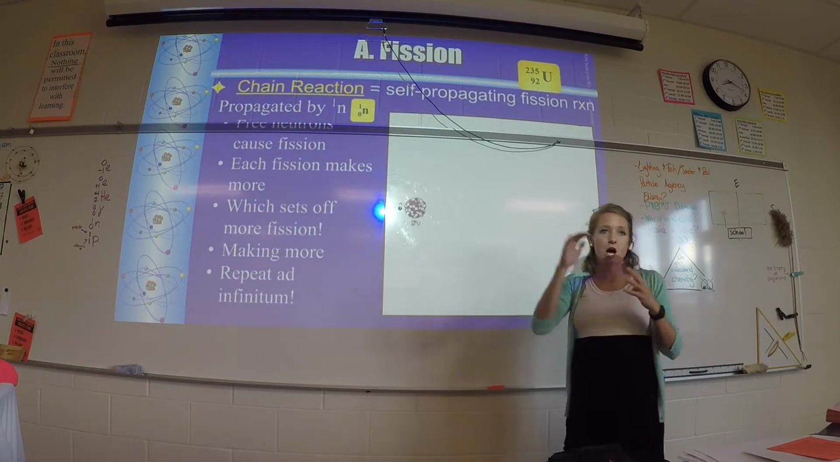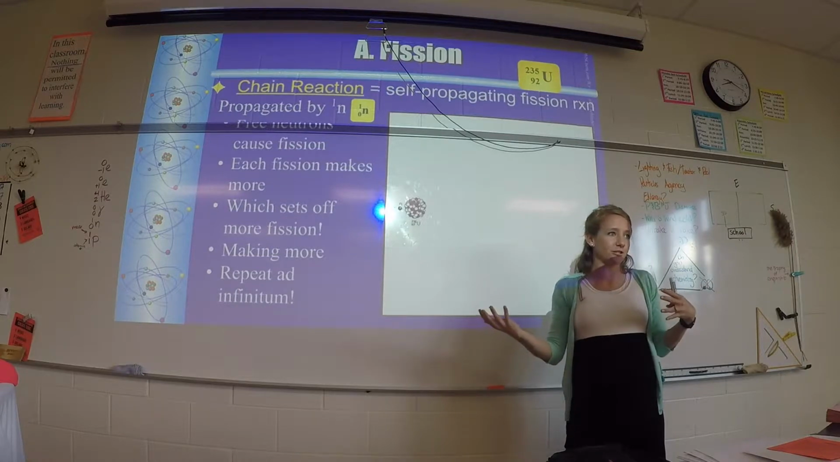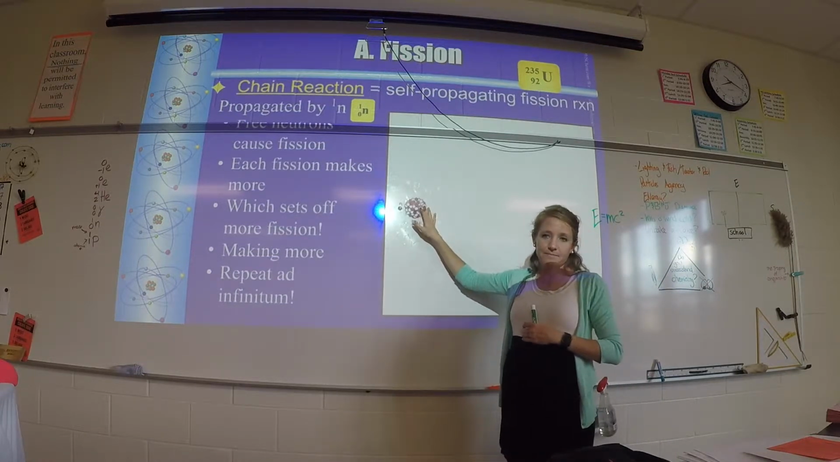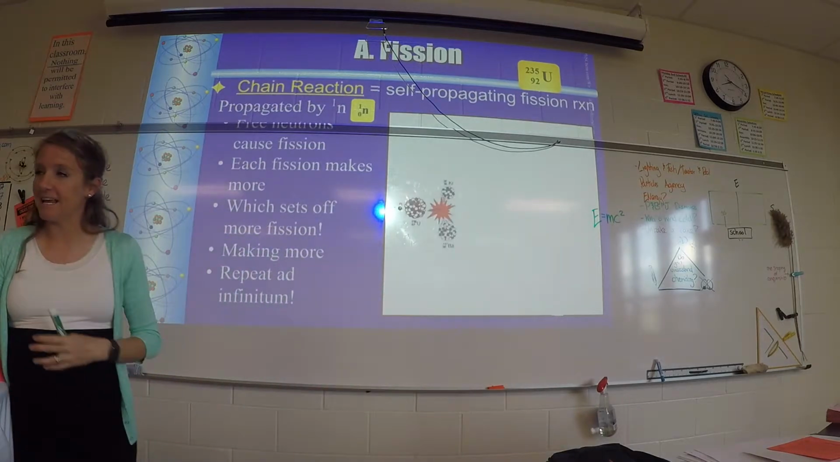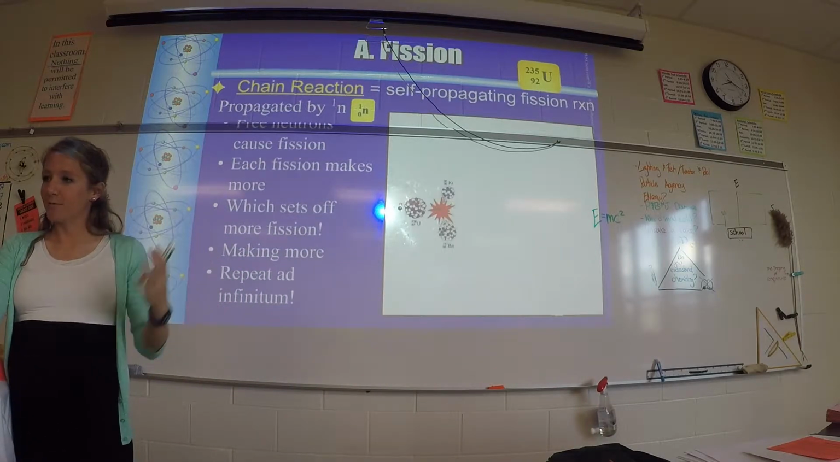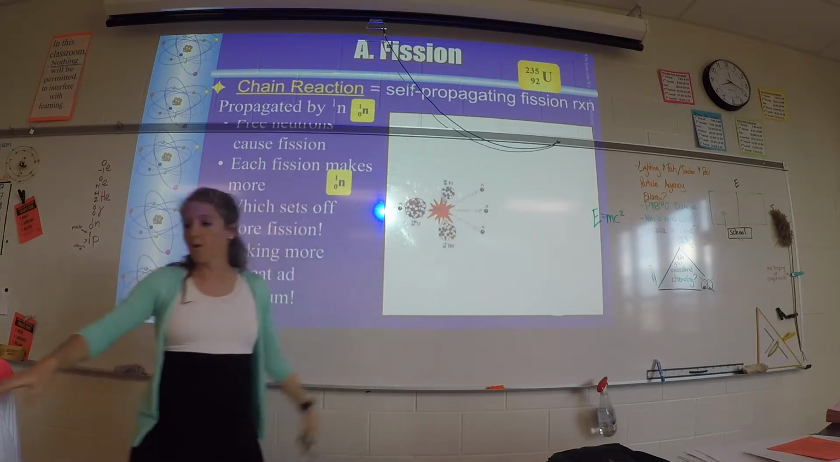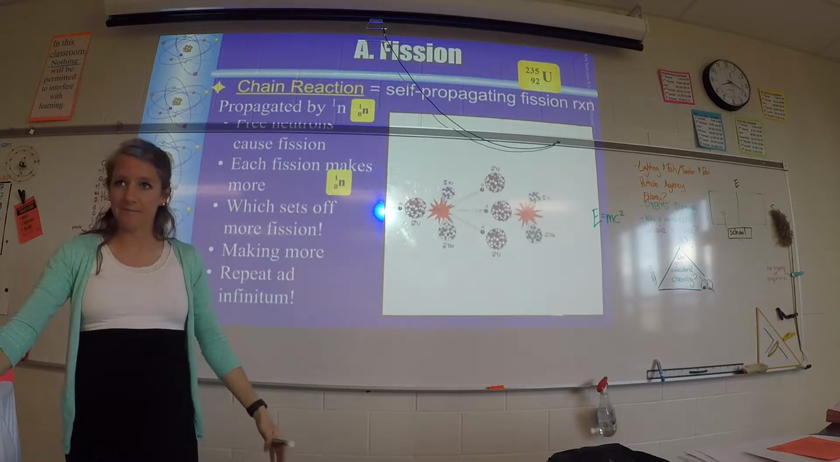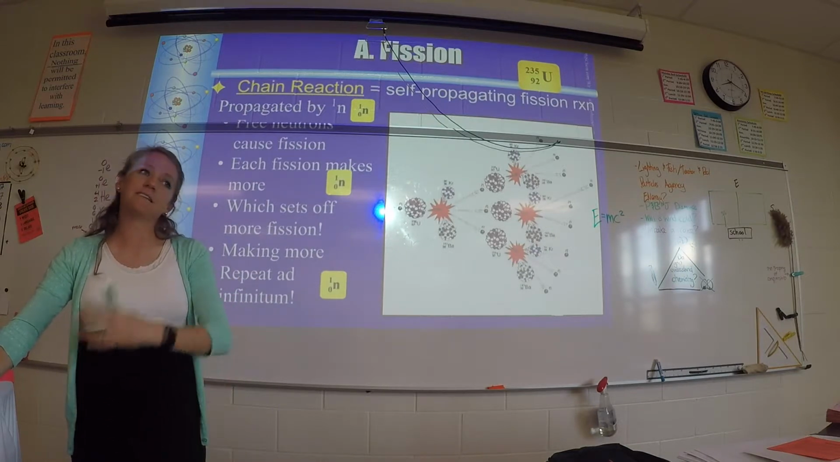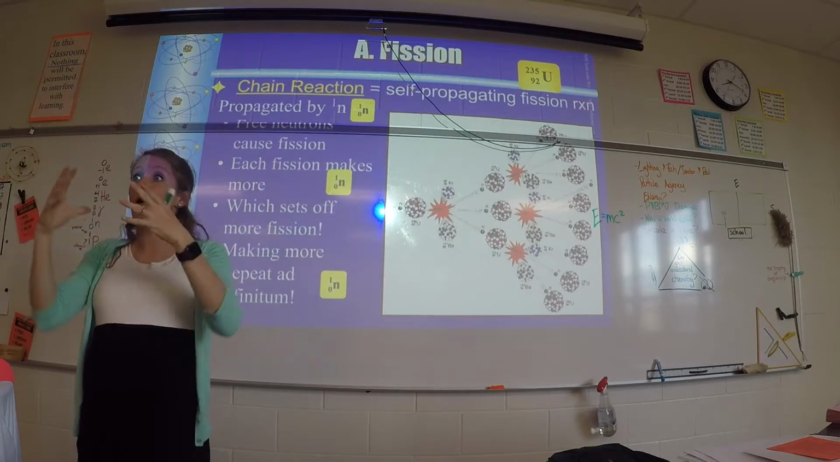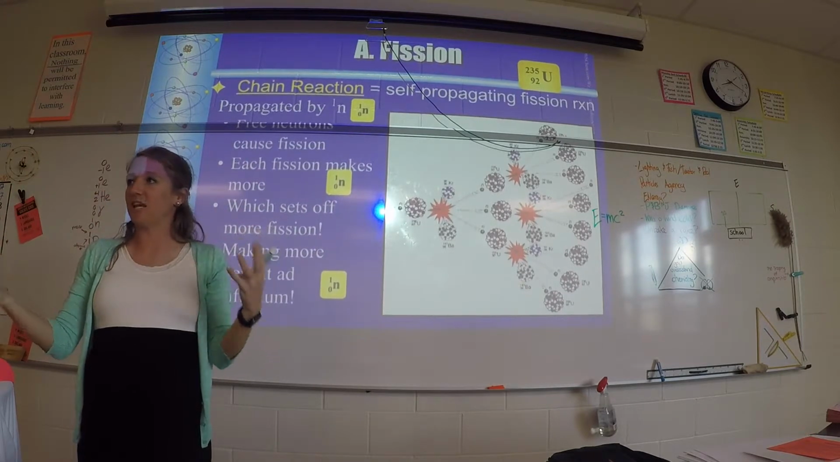So what we get in an atomic bomb or in a nuclear reactor is we start by shooting one neutron at the atom. That atom splits into two, but as a result, it creates more neutrons, which can then go and cut more atoms, which then split and release more neutrons. That's where you get so much energy, because you have this giant chain reaction.